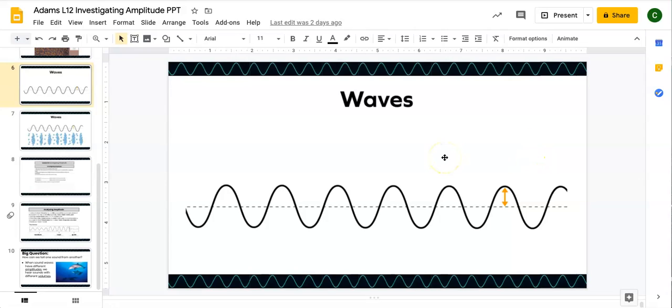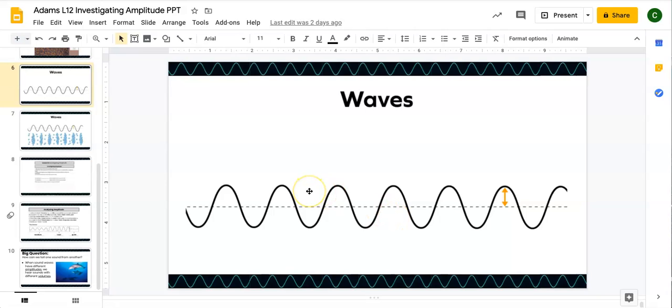So you just completed your simulation and you just answered some questions about amplitude. And now I want to show you a couple of slides that will continue to explain what waveforms are like and how amplitude is shown in waveforms.